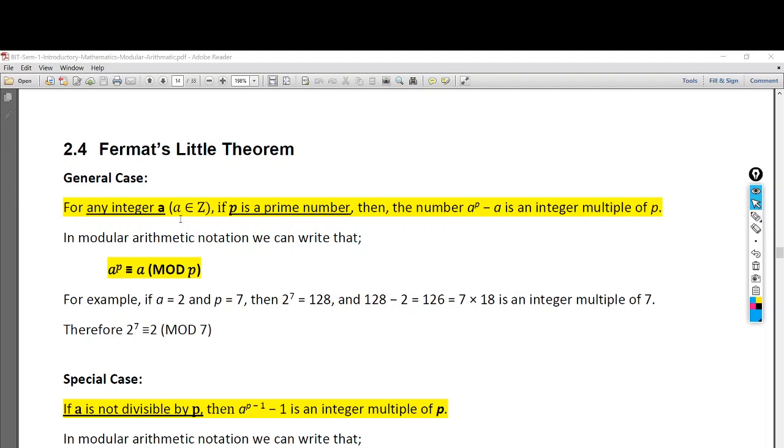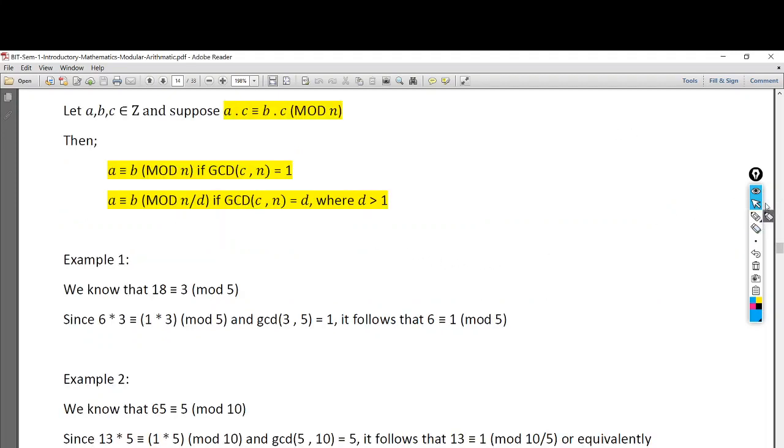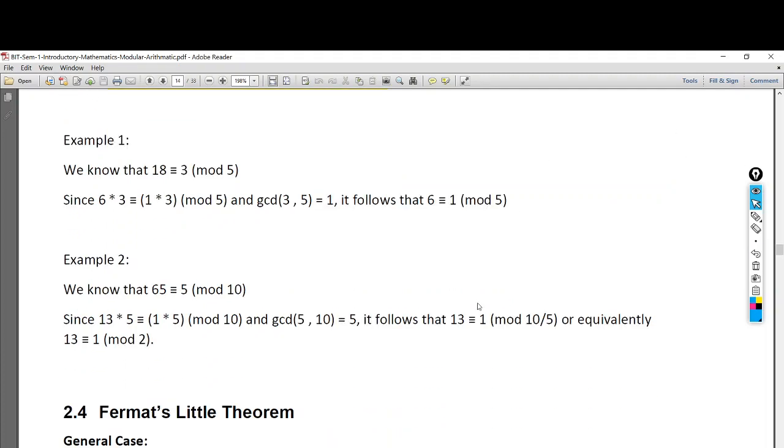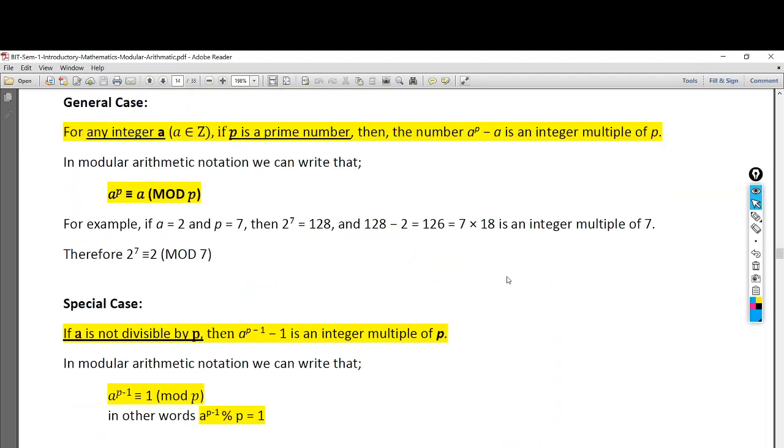For any integer a, if p is a prime number, then the number a to the power p minus a is an integer multiple of p. That is what Fermat's little theorem says.